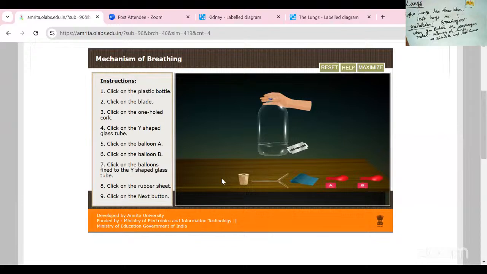First, the bottle is cut. I'm taking the blade and cutting the bottom part of the bottle, and then taking the cork. The cork is fixed to the top part of the bottle, and then the Y-shaped tube is inserted into the bottle.